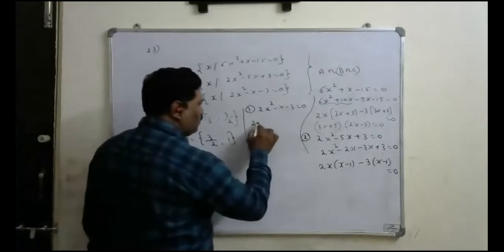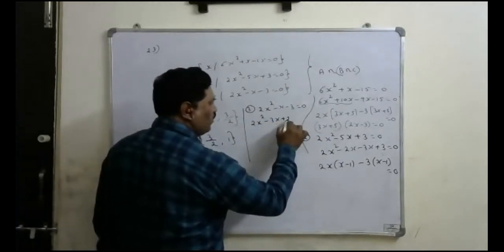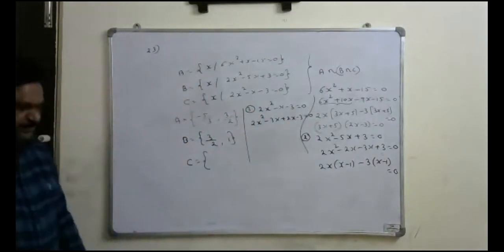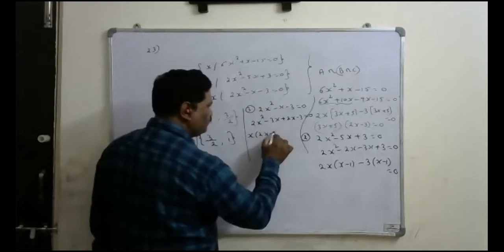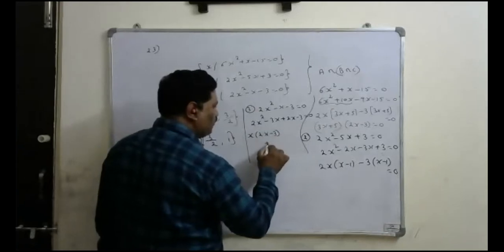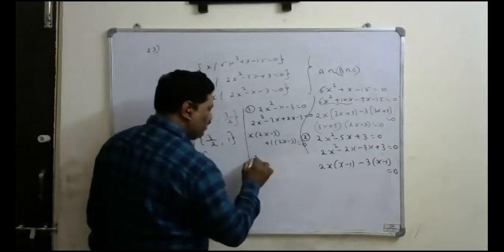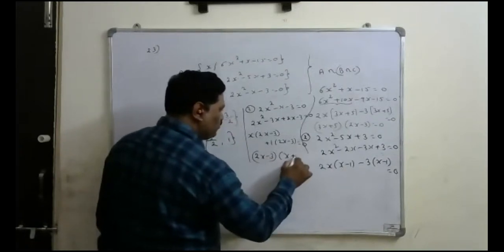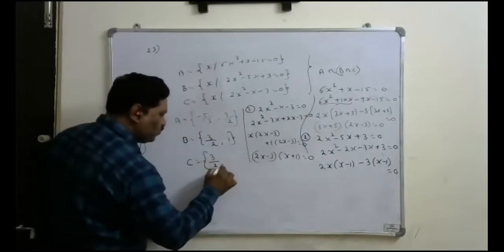Minus 3 plus 2x minus 3x plus 2x. Now from this take x common, then it is x(2x minus 3) plus 1 into (2x minus 3) is equal to 0. From this take the 2x minus 3 common, then we will get (2x minus 3)(x plus 1) is equal to 0. Therefore, x is equal to either 3 by 2 or minus 1.